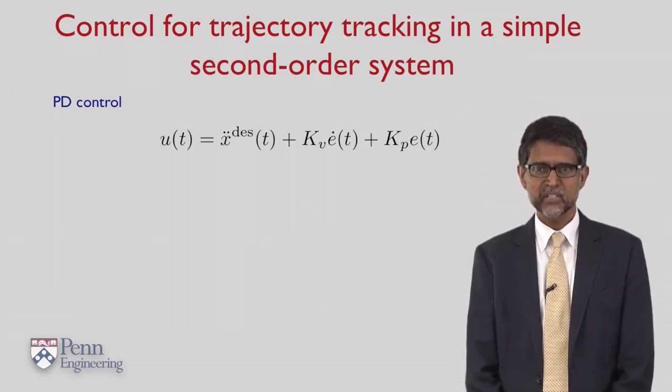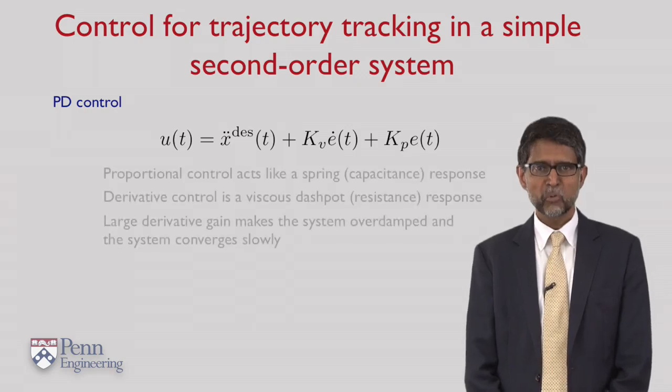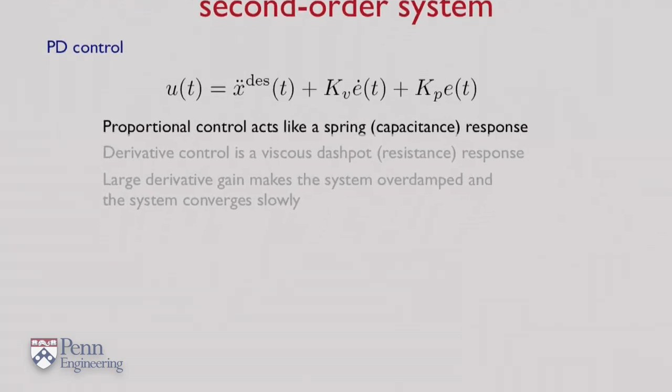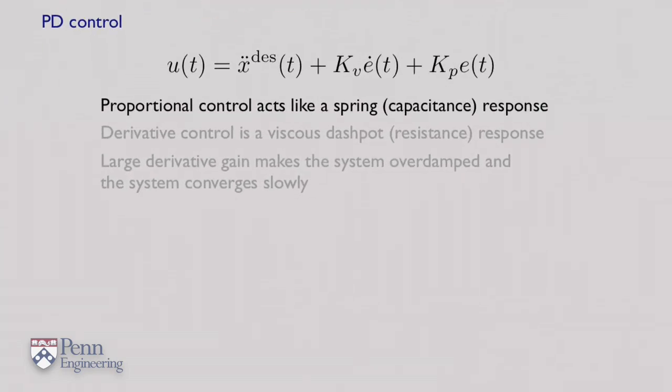Each of these terms has a significance. The proportional term acts like a spring or a capacitance. The higher the proportional term is, the more springy the system becomes, and more likely it is to overshoot. The higher the derivative term, the more damped it becomes. So this is like a viscous dashpot or a resistance in an electrical system.